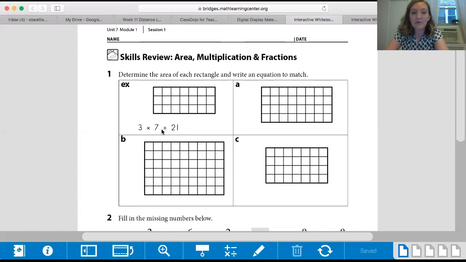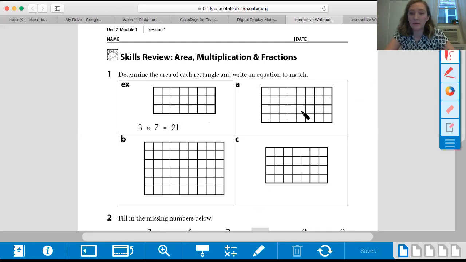3 times 7 equals 21. And we don't have inches or centimeters here, so they did not label inches squared or anything like that, because we don't know how big this rectangle is. That's okay. So for rectangle A, let's go ahead and look at this one. This side is 1, 2, 3, 4, right? 4. And 1, 2, 3, 4, 5, 6, 7, 8. So our equation is going to be 4 times 8.